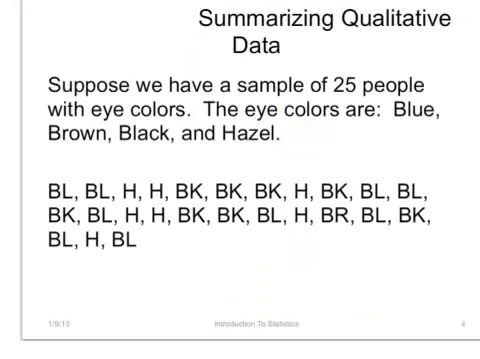Summarizing qualitative data. Here's a data set that consists of 25 people's eye color, where we have blue, which is BL, brown, which is BR, black, which is BK, and hazel, which is H. To summarize the qualitative data, we would like to construct what we call a group frequency table.